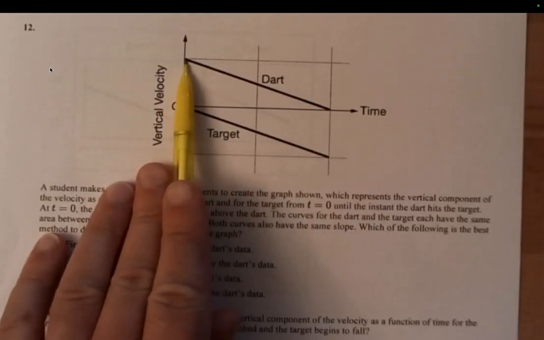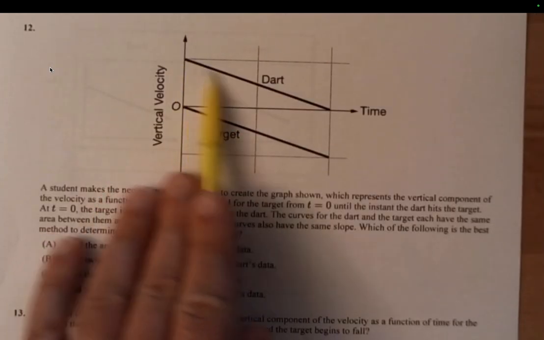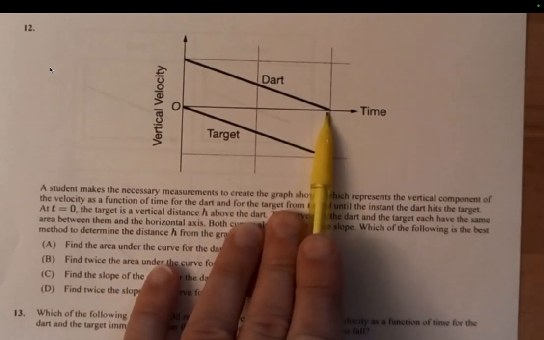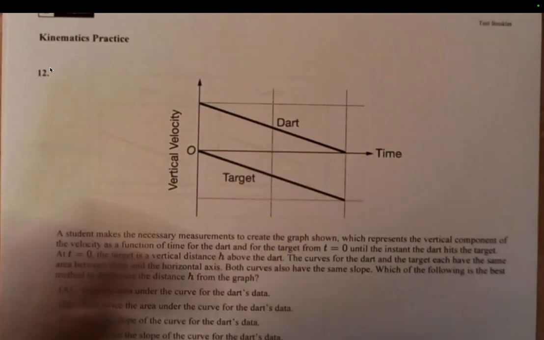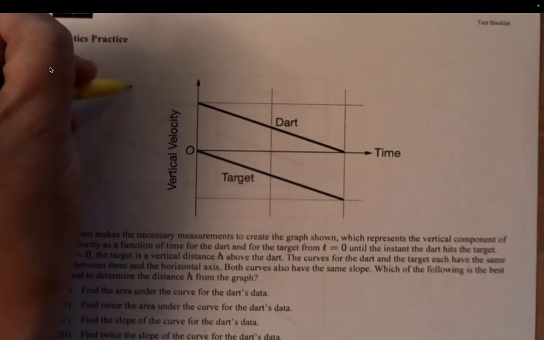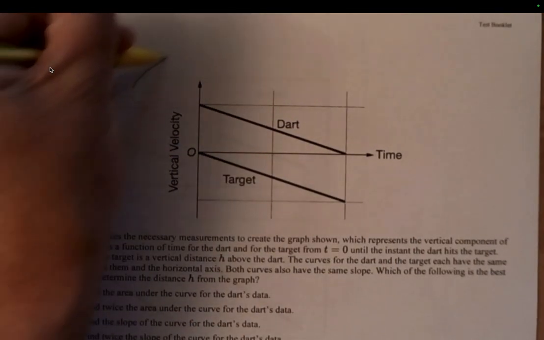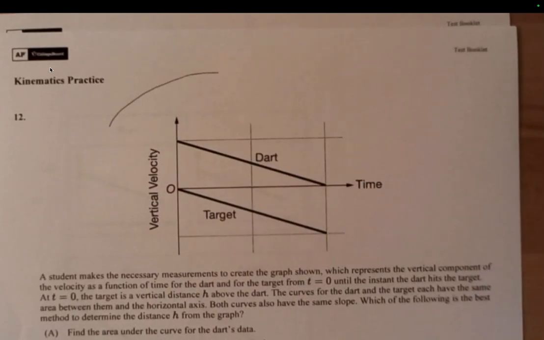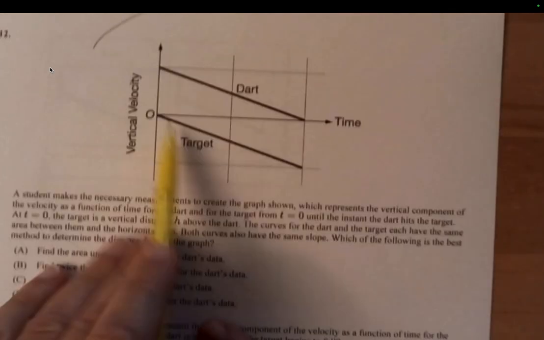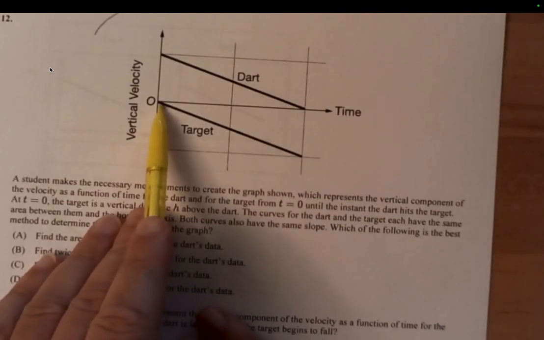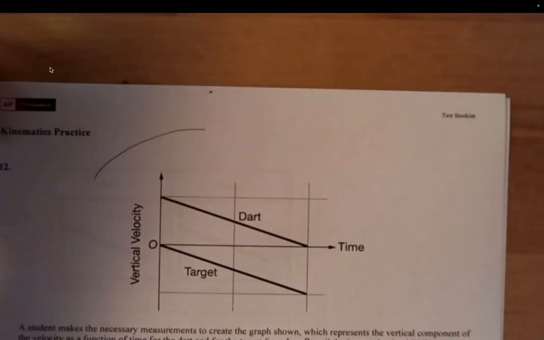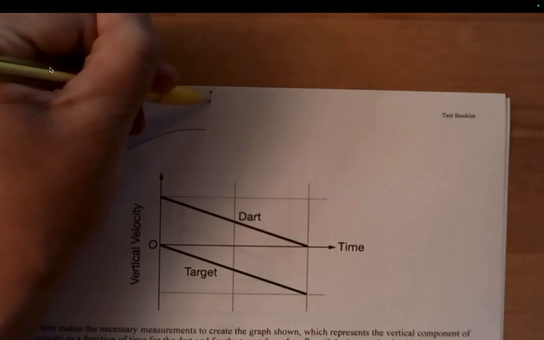We see this dart that starts with a positive velocity, and it reaches a 0 velocity. So that tells me what the dart did was it launched up to its peak point. And then we see that this target, the target started with a 0 velocity and started to fall. So the target started here and started to fall.